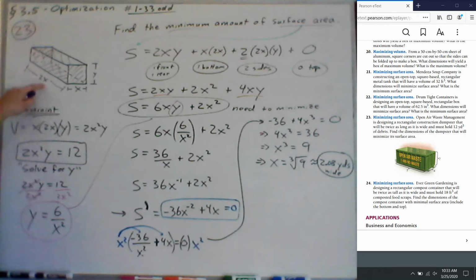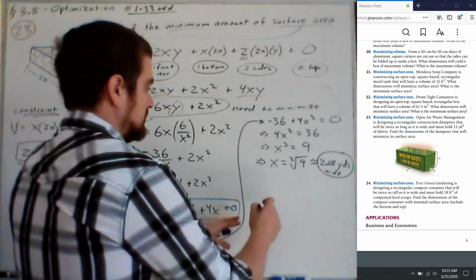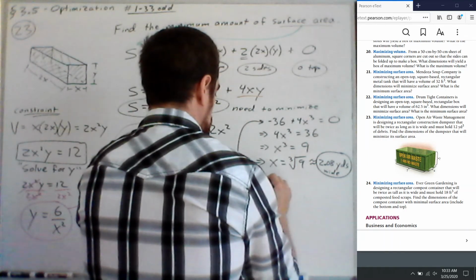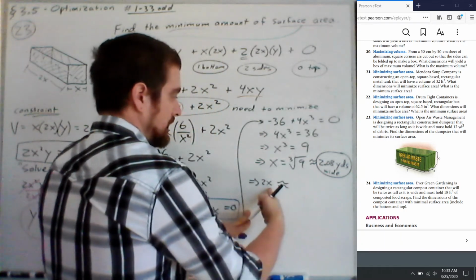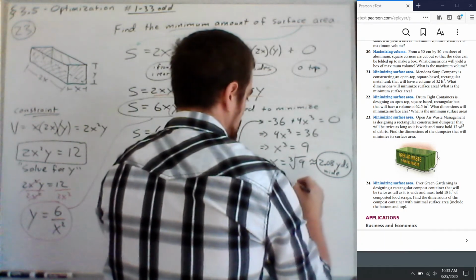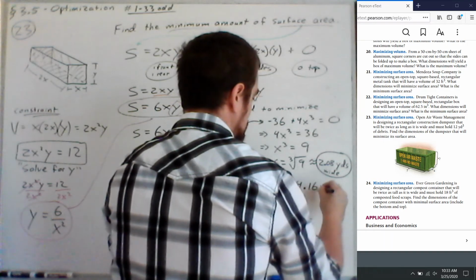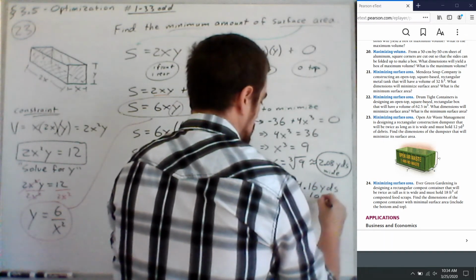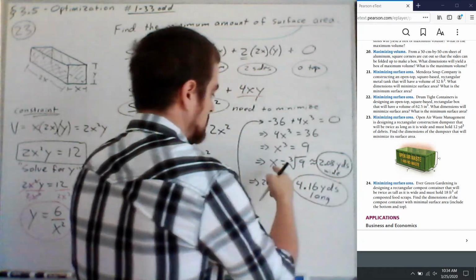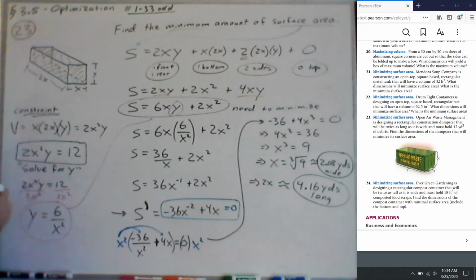If I want to find the length, I would just double it. So 2x is going to be, and again, we can just approximate it at this point, 2x is the length. It'll be approximately 4.16 yards long. So we needed to double that in order to get the length back. So check.